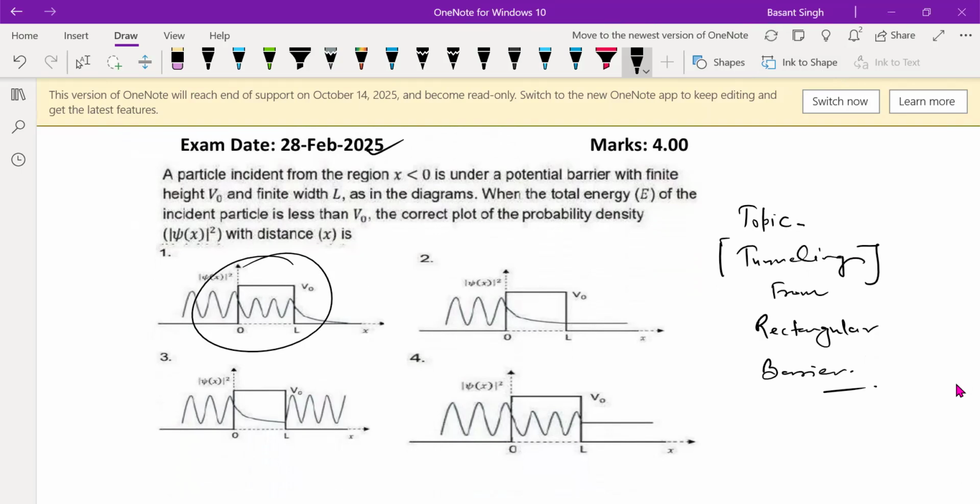Now, in this question, the incident particle is coming from x less than 0, that is from the negative region. This is minus infinity, this is plus infinity. So the particle is incident from this region, tunnels through this region, and finally goes to this region.